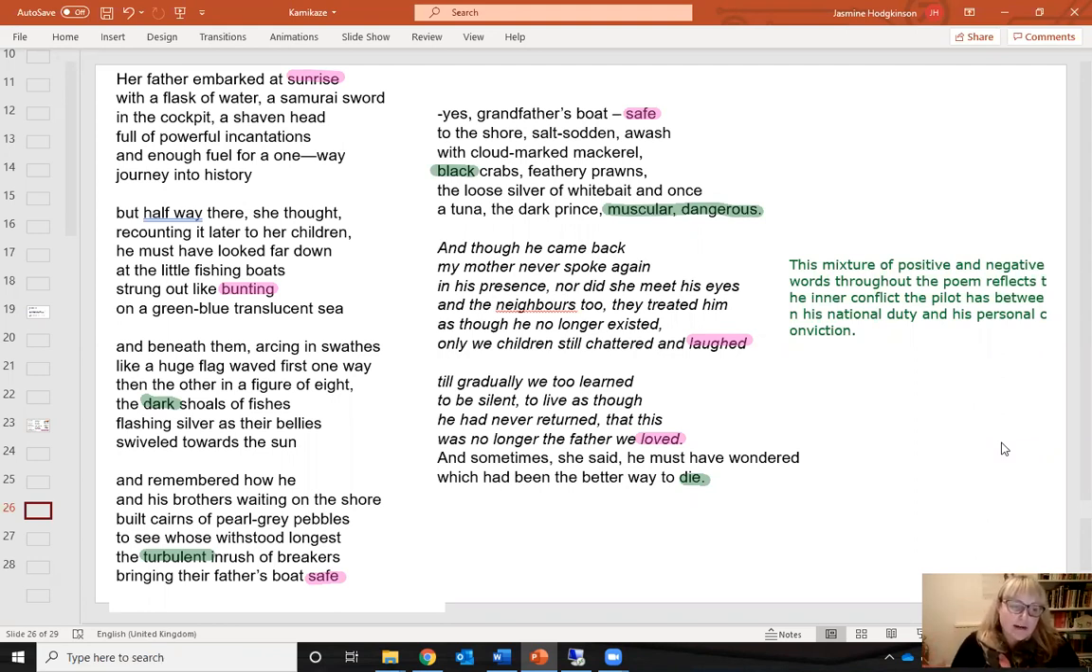So what I've highlighted on the screen now are examples of positive and negative words that do feature alongside each other in the poem. So you've got positive words such as sunrise, bunting, safe, laughed, loved, right? Words that have positive connotations, alongside words that have more negative connotations such as dark, turbulent, black, muscular, dangerous, die. All right, and this mixture of positive and negative words throughout the poem reflects the inner conflict the pilot has between his national duty and his personal conviction.